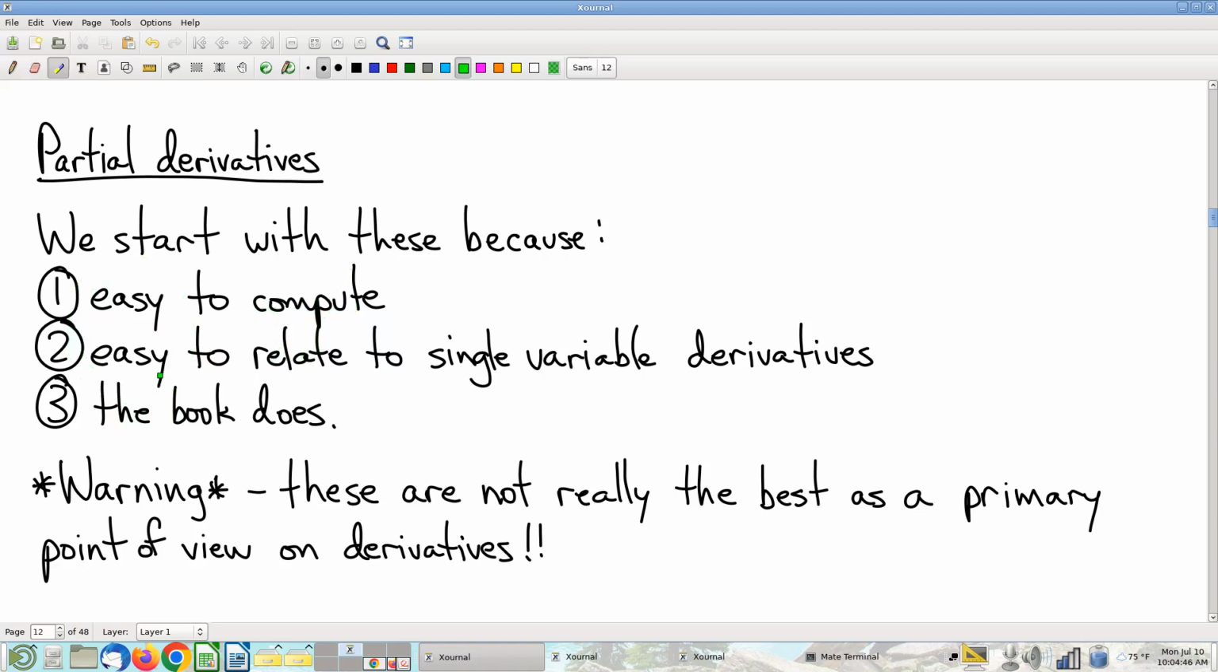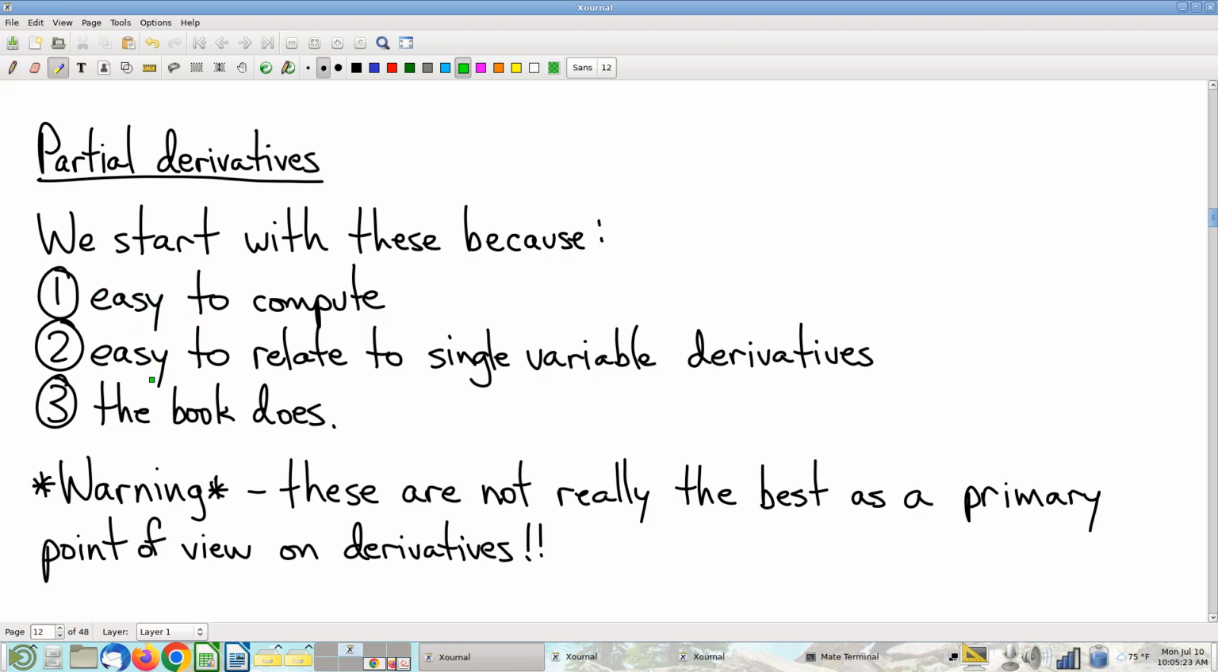It's also easy, sort of in terms of course structure, because the book starts with partial derivatives, and it's a pretty big deviation to reorder. If I were to do partial derivatives later, as I kind of in an ideal world would prefer to, that would create some significant logistical problems that it's just not worth it. And by the way, most books do. Most books start with partial derivatives because they're easy to compute and they're easy to sort of understand as a first time thing. So I'm going to go ahead and follow along.